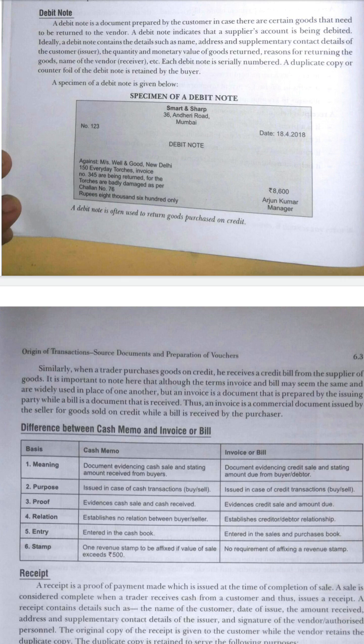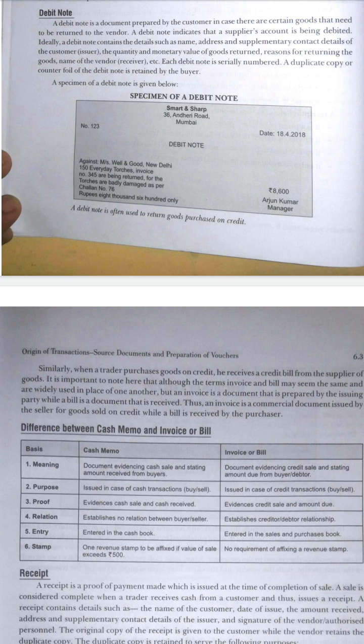Understood? So the invoice number, he will receive the invoice number, no? So he has to mention the invoice number 345, being returned as the torches are badly damaged, as per the challan number 76. These are the particulars regarding the return of goods by the customer to the supplier. Understood? Rupees 8,600 only. So 8,600 value of goods are returned by the customer to the supplier due to some damages.